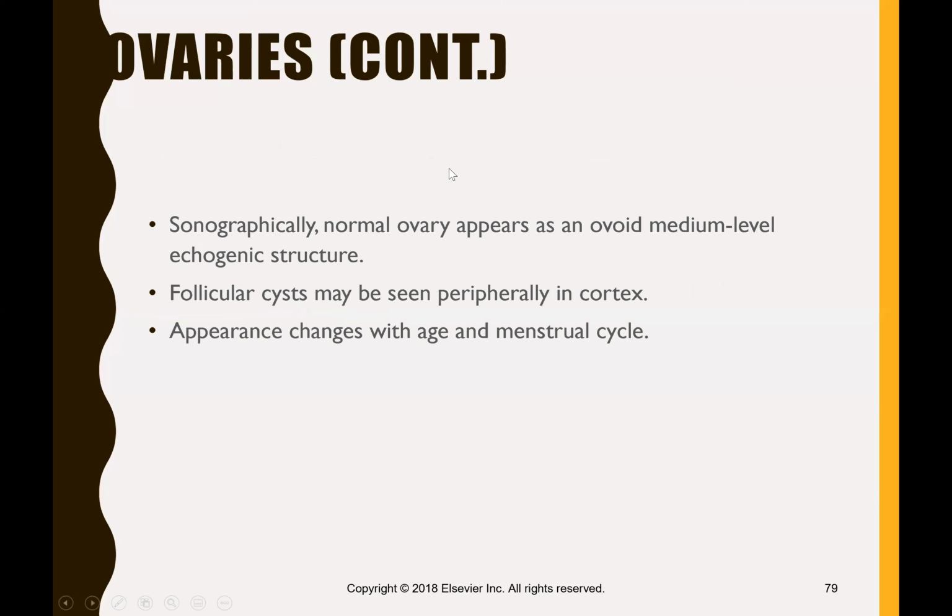So sonographically, a normal ovary appears as a medium level echogenic structure. The follicular cyst may be seen peripherally in the cortex, and appearance changes with age and menstrual cycle. So young kids, young girls have a lot of follicles. But postmenopausally, the ovaries are going to shrink, and you're not going to see as many follicles on them. They're retired. They've done their job.